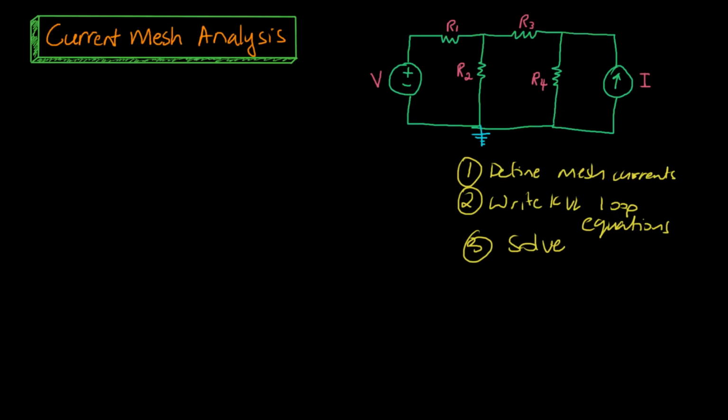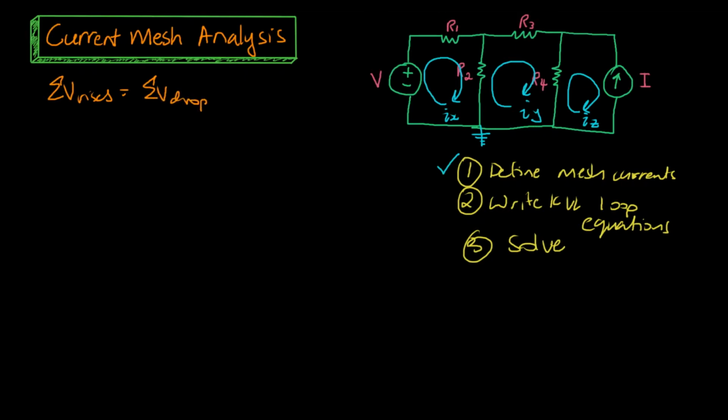Now step one is to define our mesh currents. And what we do is essentially assume that we have a current traveling around the loop in this direction. And we do that for each of our meshes. We then label them something different. So IX, IY, and IZ is what I'm going to call mine. So that is our first step done, defining the mesh currents. Our second step is to write our KVL loop equations. If you need a recap, KVL, or Kirchhoff's voltage law, is the sum of voltage rises equals the sum of voltage drops within our loop.